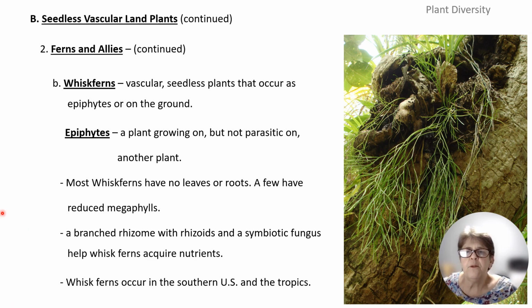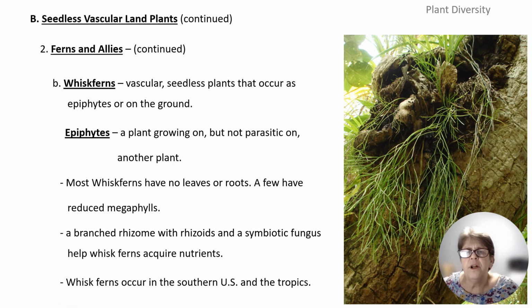Most whisk ferns have no leaves or roots. A few of them have reduced megaphylls. So they were larger and then they got smaller. They have a branched rhizome with rhizoids. And remember that rhizome is the branch stem that's sort of vertical. And the rhizoids are just tiny little roots that don't really have vascular tissue. And also, some of them have a symbiotic fungus that helps whisk ferns acquire nutrients. And that's important if they're going to have reduced megaphylls and they're not going to have roots and everything.